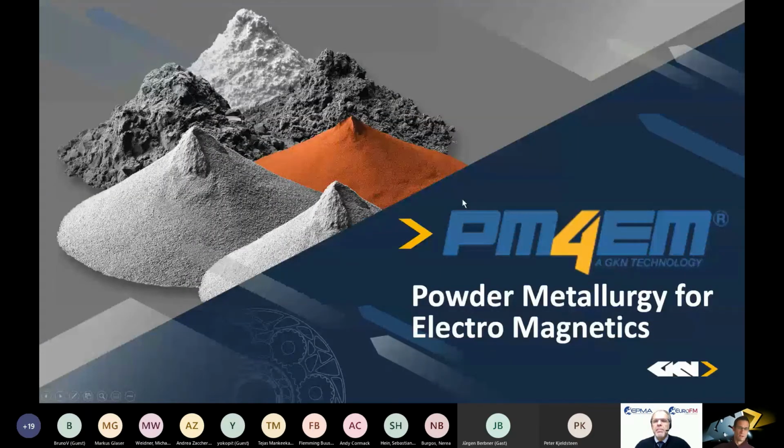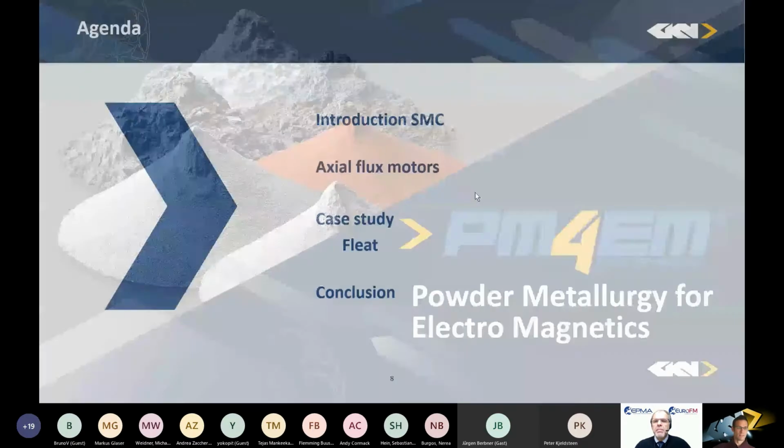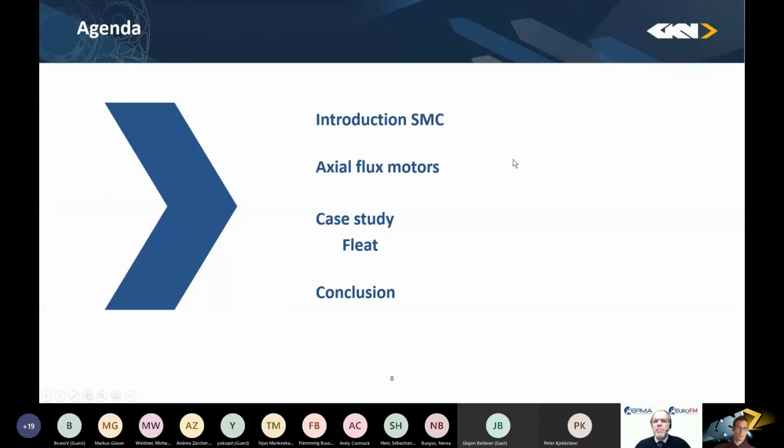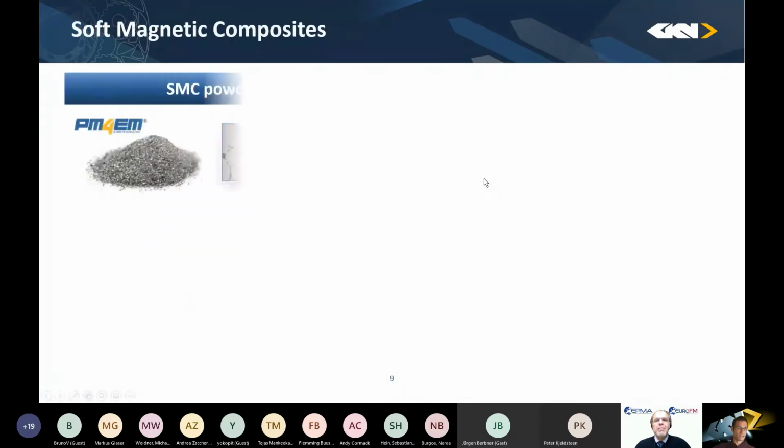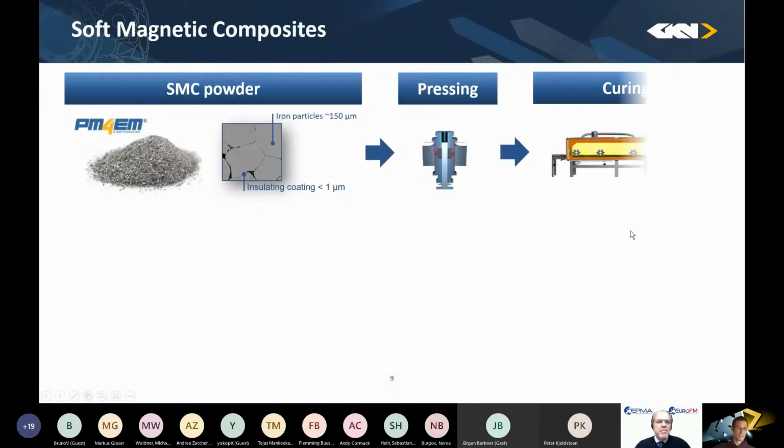So far for the company, and let's step into the technical topic of today's webinar, so the SMC powder. And I would start with the introduction of soft magnetic composites. Within GKN, we have the brand name PM for EM for all electromagnetic products. So you will see that name very often. Also, our powder grades are all named like that. And what's specific about soft magnetic composite?